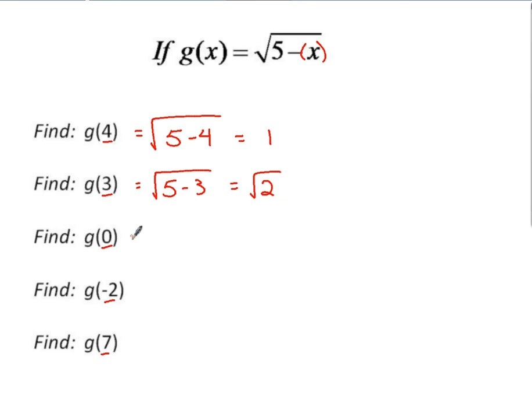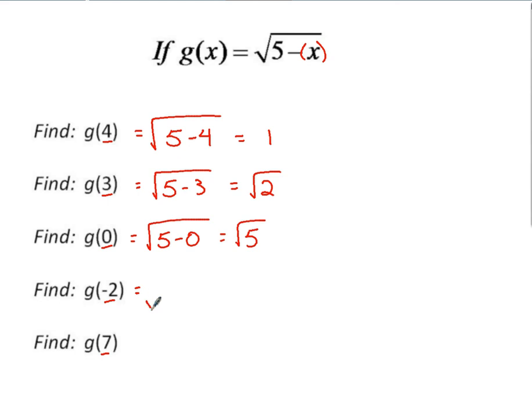Same kind of thing is going to happen here when you find g of 0, right? If I plug 0 in, I get the square root of 5 minus 0, meaning I have the square root of 5. Can't do much better than that in terms of exactness.